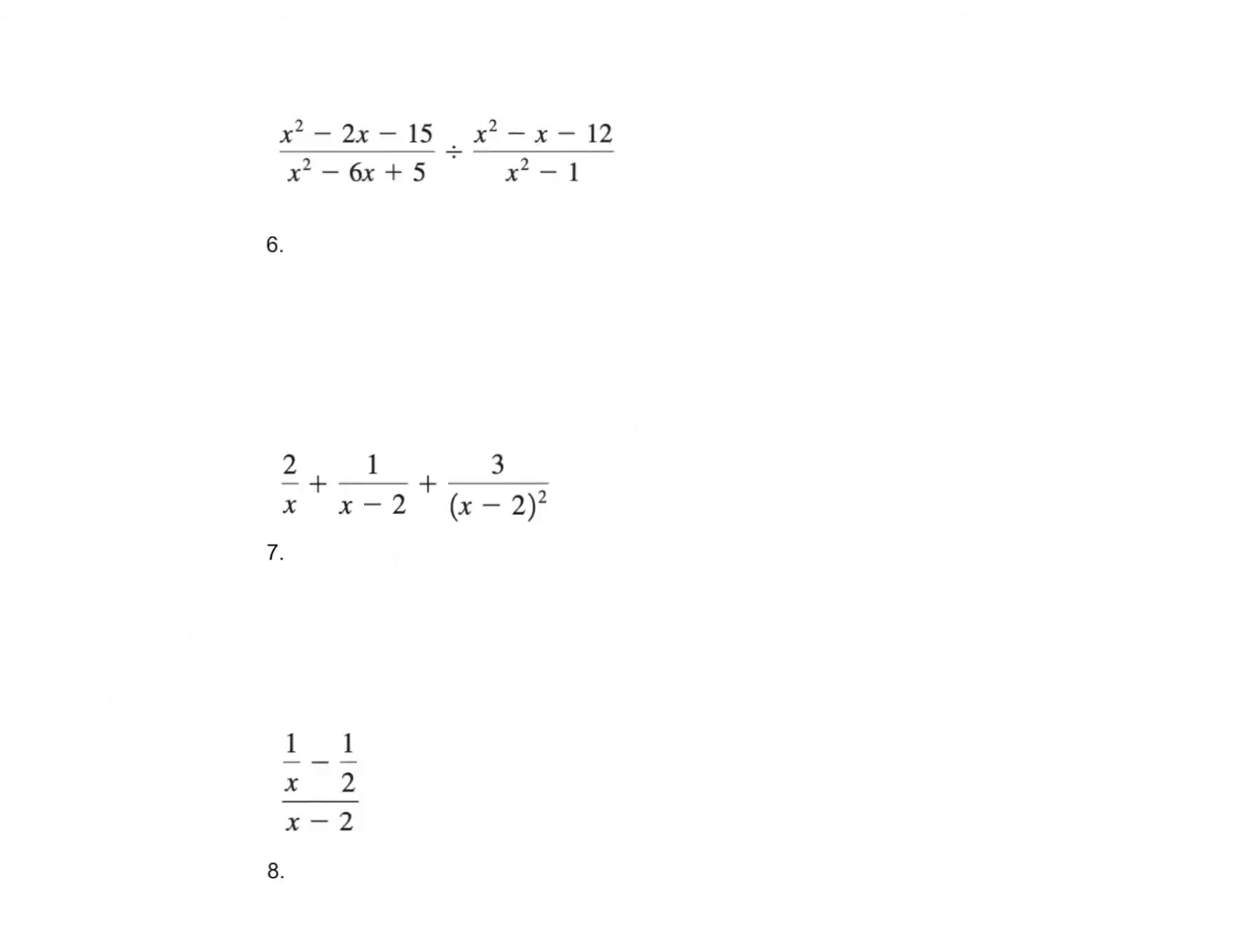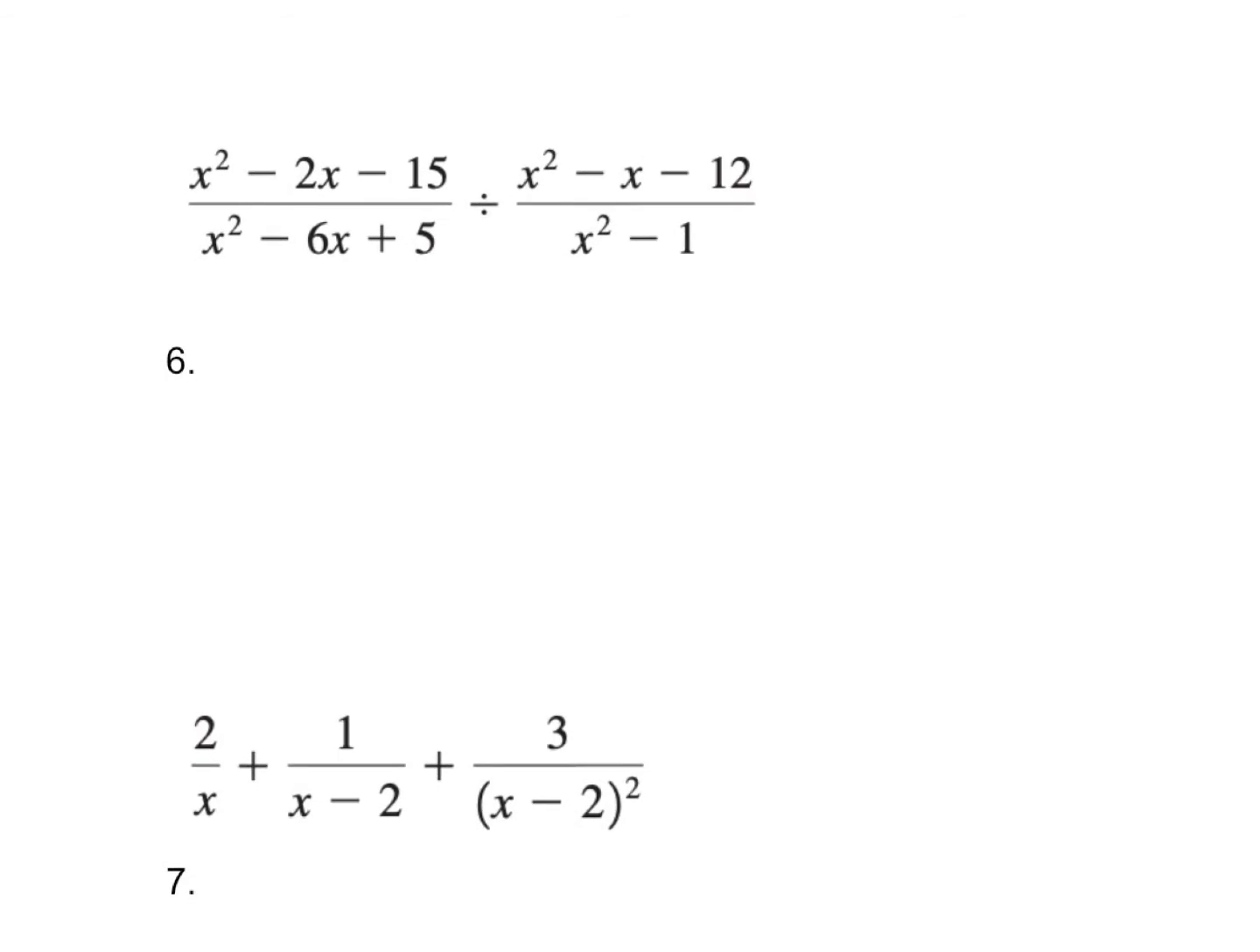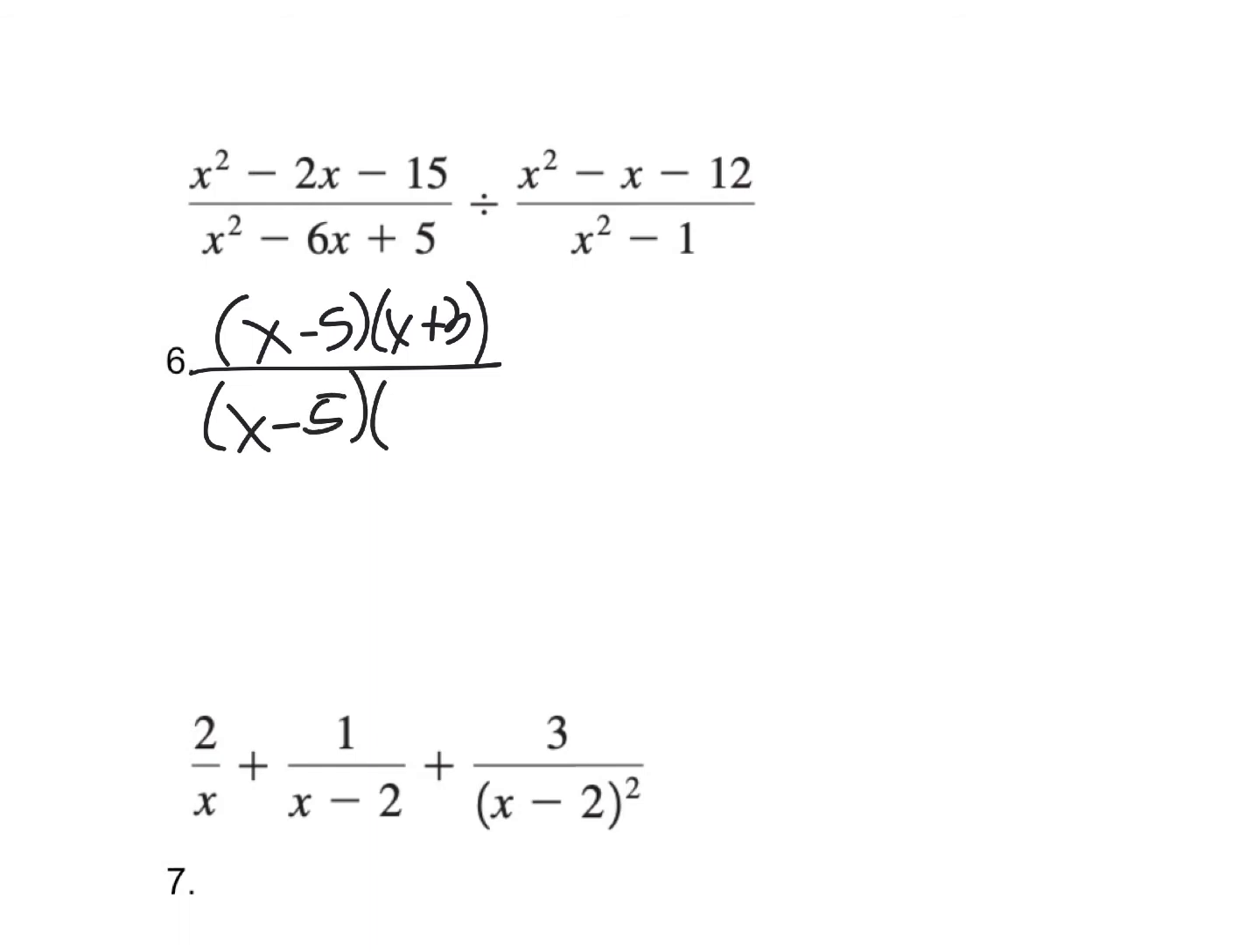Okay, turn the page. Number 6, this is what we just did, except it's division, which means I got to keep, change, flip. So the first fraction I'm going to keep. I'm going to go ahead and factor x - 5, x + 3. Denominator, factors of 5 that will give me 6, is -5 and -1. I'm going to flip this second fraction.